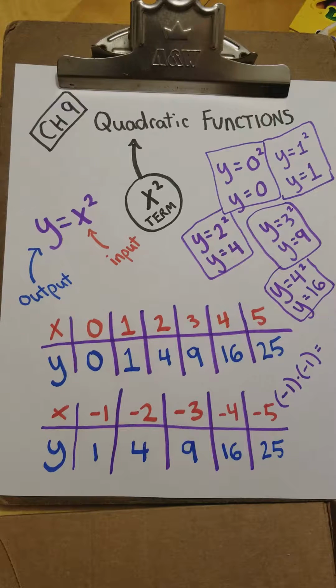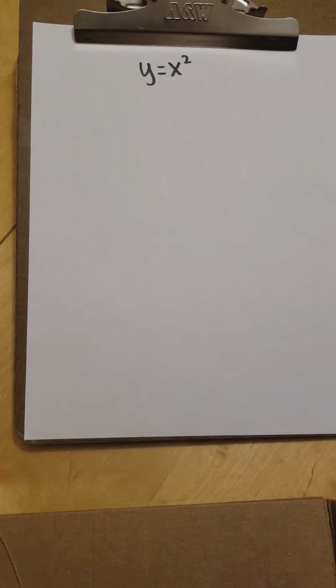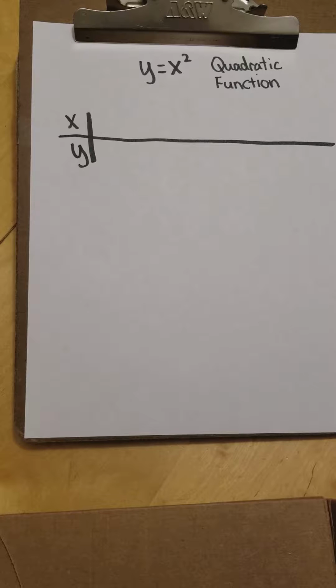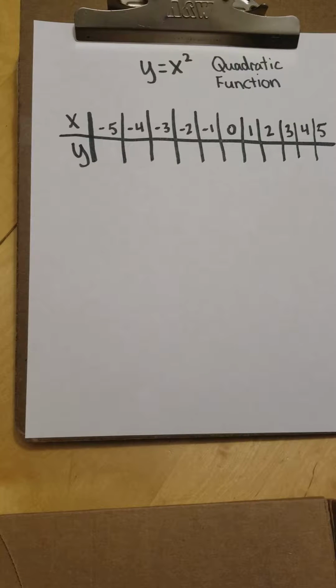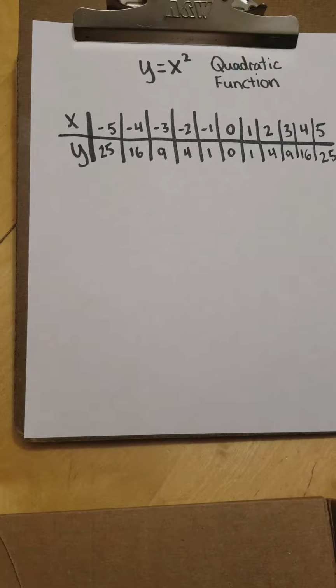Let's lay out this pattern on a different table. For y equals x squared, which is our simplest quadratic function, we get the following relationship between our inputs and our outputs. Just multiply your input times itself and you'll get your output.